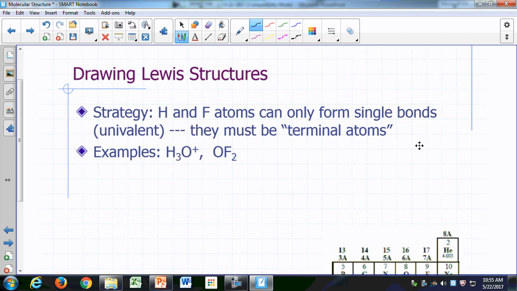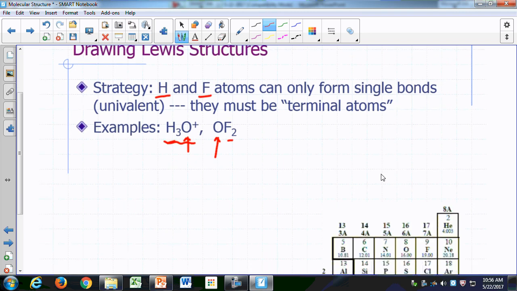Let's continue practicing drawing Lewis structures. We're going to look at structures now that involve just hydrogen and fluorine atoms and one other atom. So for example, H3O+, you have oxygen and 3 hydrogens here, or OF2, you have an oxygen and 2 fluorines. Whenever you have hydrogen or fluorine atoms, each of these atoms can only form a single bond. So we say these atoms are univalent.